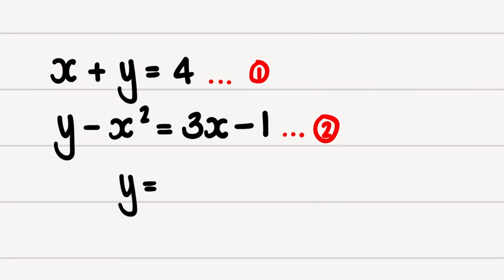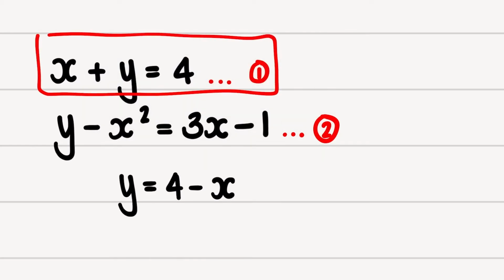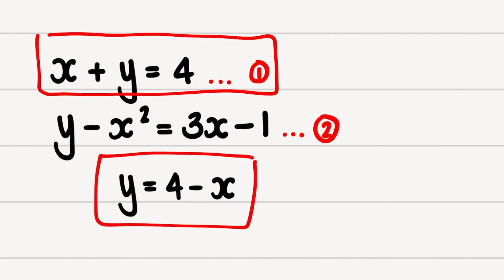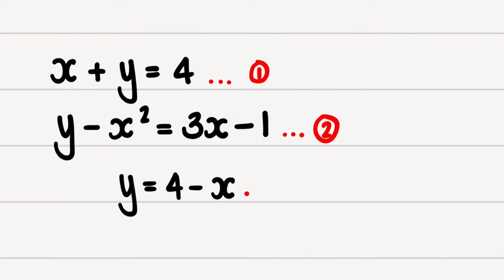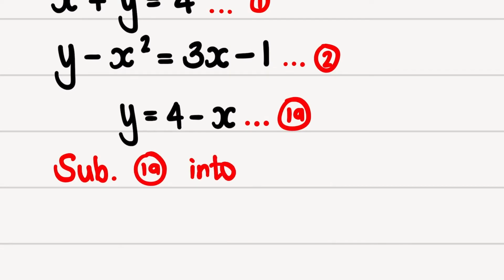So y is equal to, the 4 will stay the same, and the positive x when it goes across now becomes negative x. Now, I used equation number 1 to determine this equation here, so I'm going to label this equation 1a so that I can remember where it came from. Now I am going to substitute 1a into equation number 2. That means that where I see a y in equation number 2, I'm going to replace it with the 4 minus x.